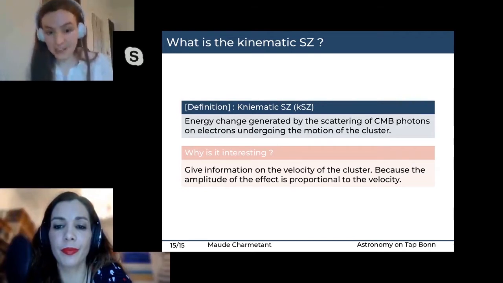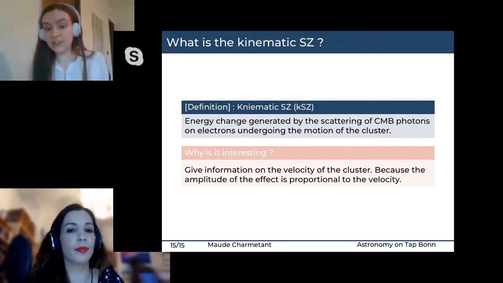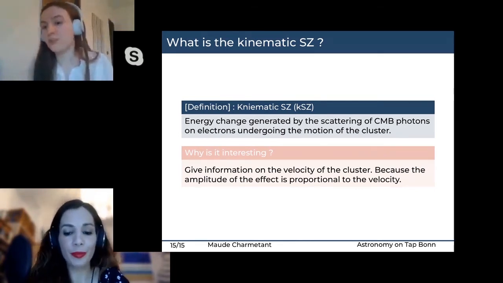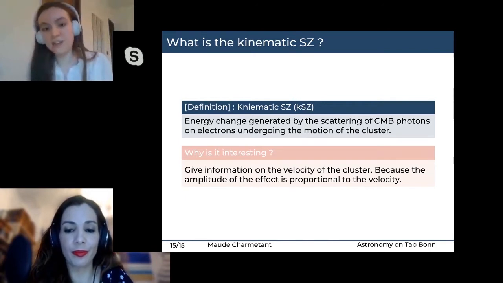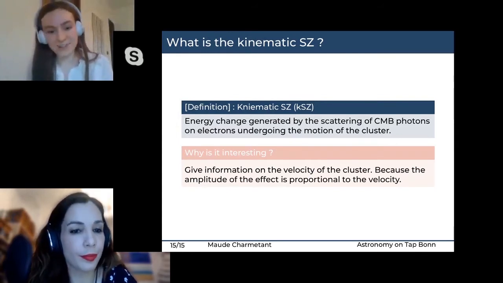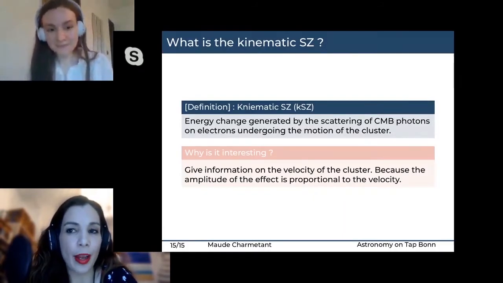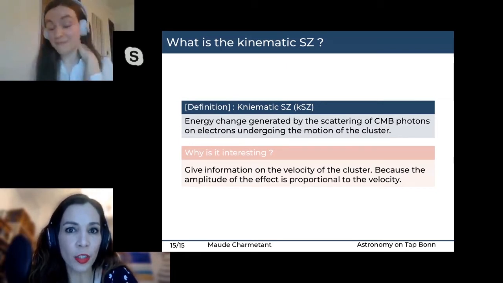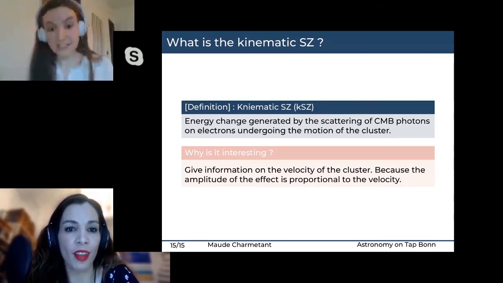And what is interesting about this effect is that with that, you can gain some information on the velocity of the cluster, because the effect is actually proportional to the velocity itself, the velocity of the electron. So that's a really interesting effect also for astrophysics and cosmology. Good. That is a very interesting effect, and apparently it's a very useful tool to understand our universe. Is that correct? Yes, absolutely, yes.